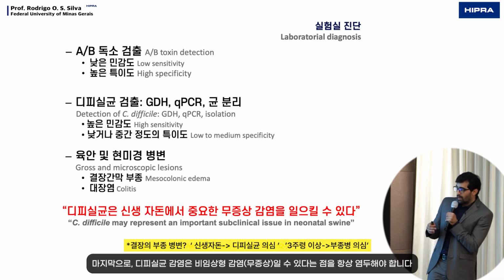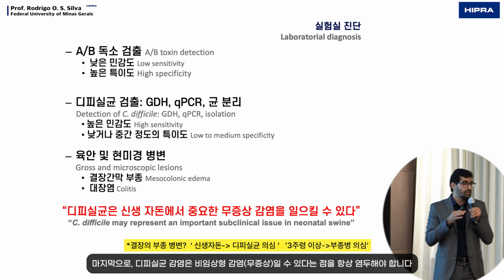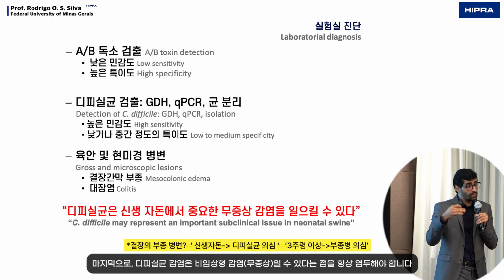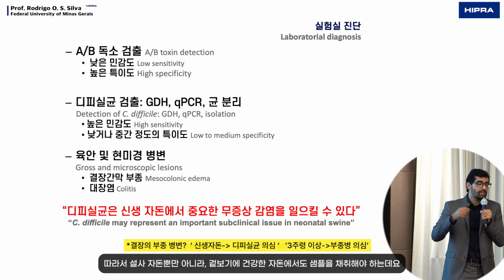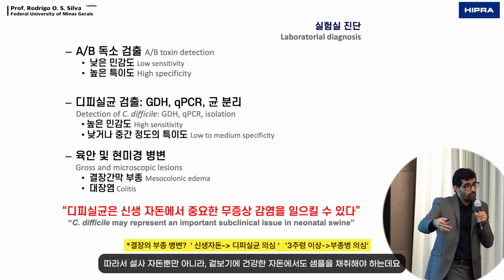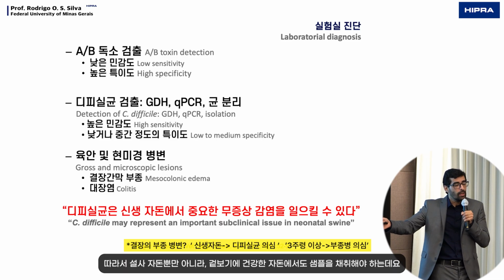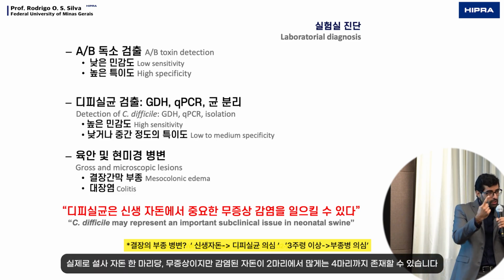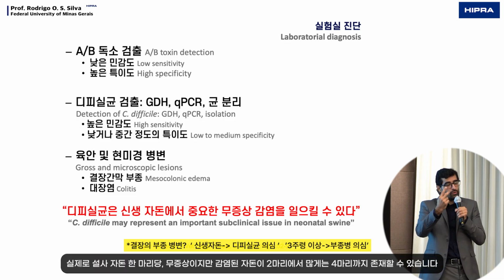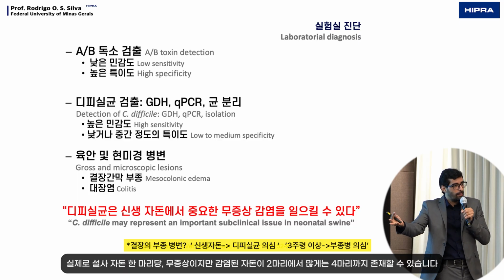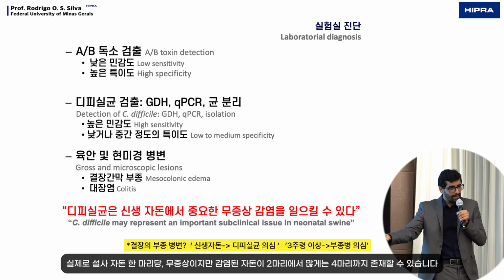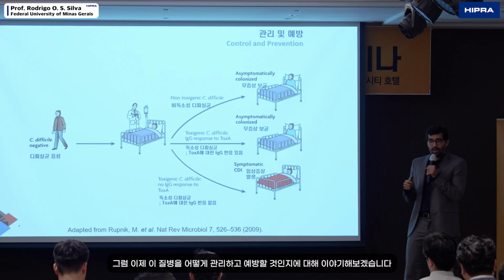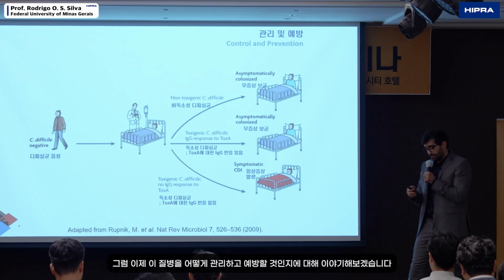And finally, it's always important to remember that Clostridium difficile infection can be a subclinical disease. So you have to include samples from animals with diarrhea, but also animals that are apparently healthy, because for each animal with diarrhea, you have up to 4 piglets without diarrhea but affected. So let's talk a bit about control and prevention of this disease.